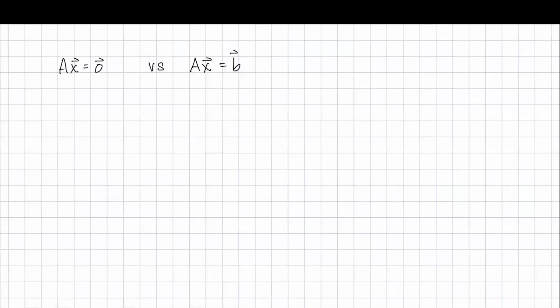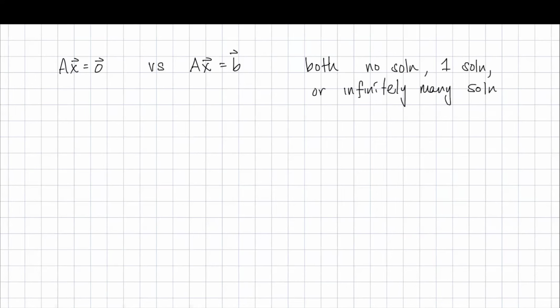We saw that in both cases, the options are no solution, one solution, or infinitely many solutions. And one of those cases for the homogeneous system is not a possibility. So in the homogeneous system, there's never no solution. It's only one solution or infinitely many solutions.